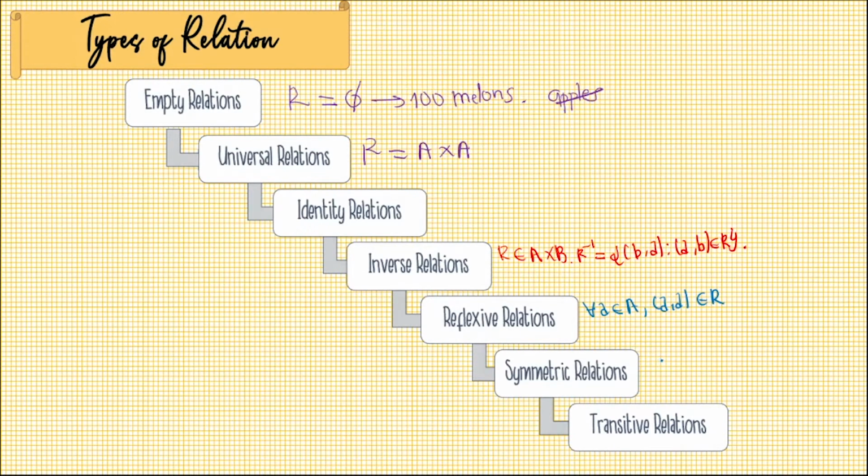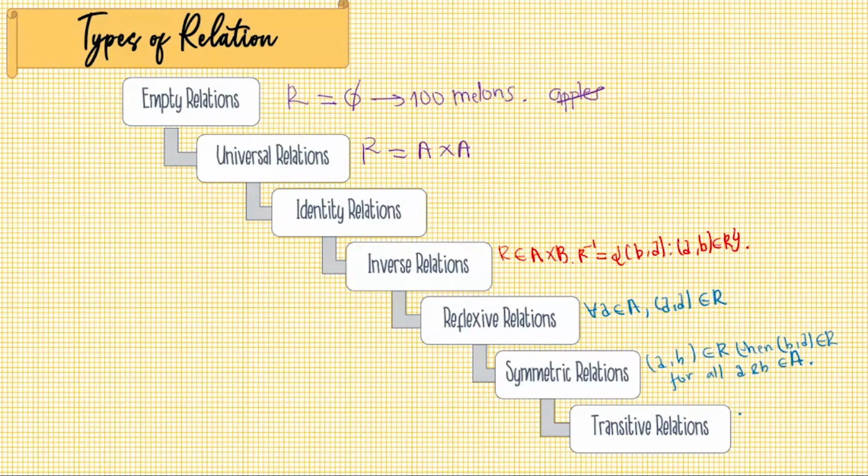After reflexive relations, there is symmetric relations. A symmetric relation is a relation R on a set A if (a, b) is an element of relation R, then (b, a) is an element of relation R, for all a and b elements of A.